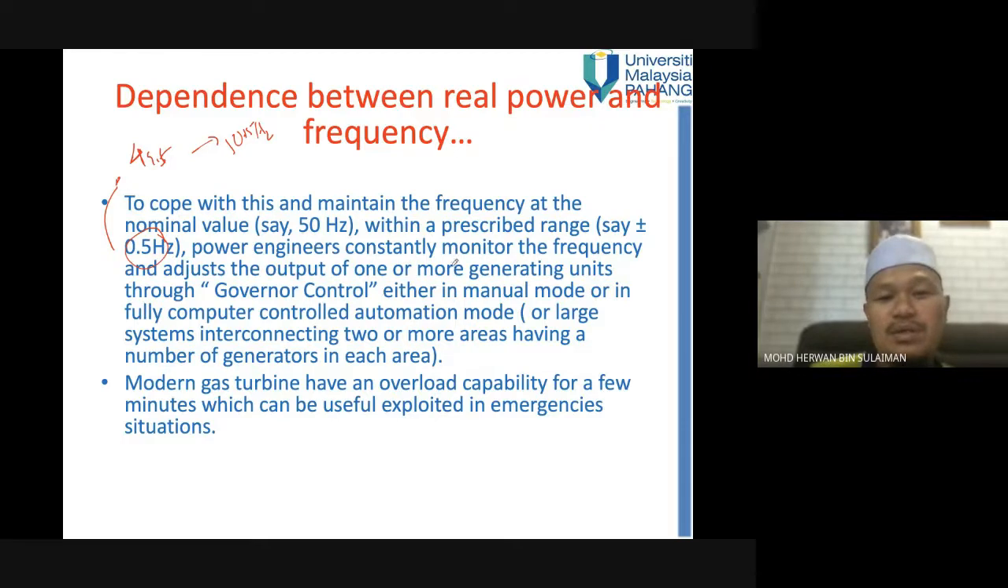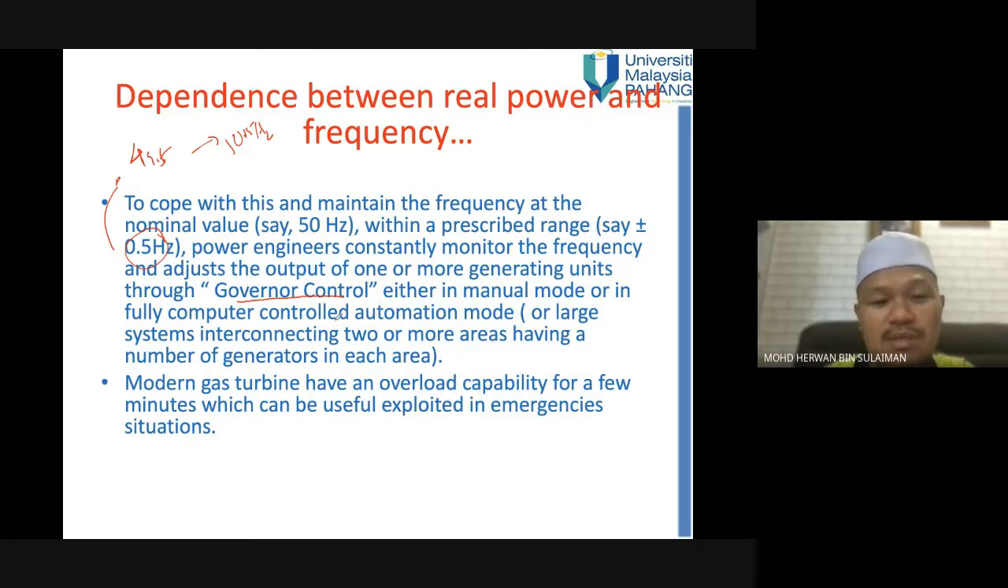The power engineer constantly monitors the frequency. Sekarang dulu kena constantly monitor lah. Sekarang ni everything is computerized, so dia monitor kat komputer lah. Power engineers constantly monitor the frequency and adjust the output of one or more generating units through the governor control. So ni yang dia akan control either in manual mode or in a fully computer-controlled automation mode. So basically kita akan pakai automation lah.